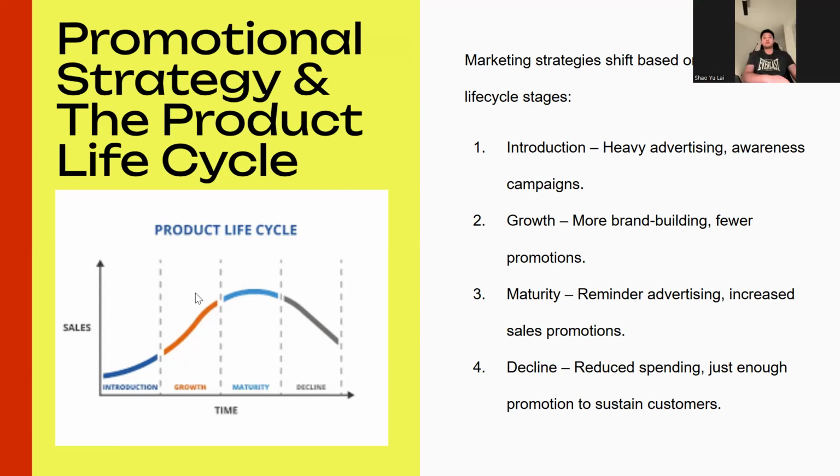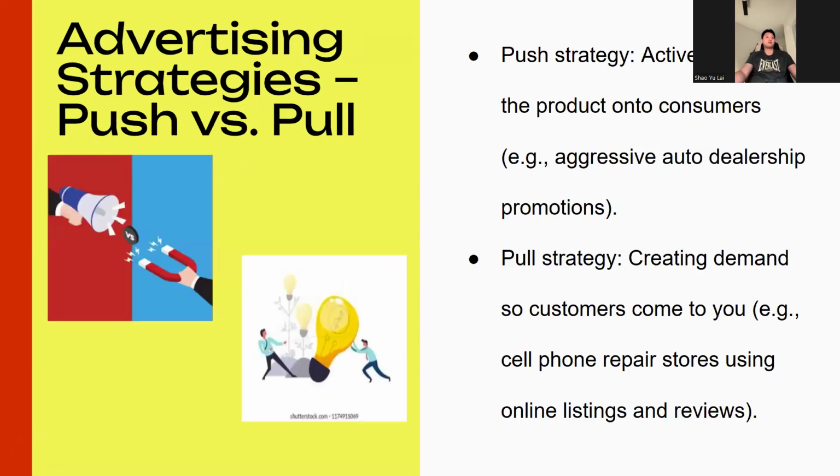And then something in the maturity phase would be coffee, and something in the decline phase would be a typewriter. Nobody really types on that anymore. So, yeah, that'd be in the decline phase.